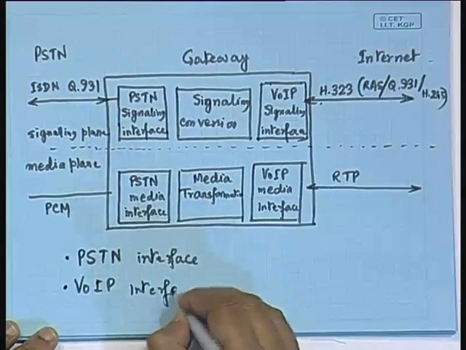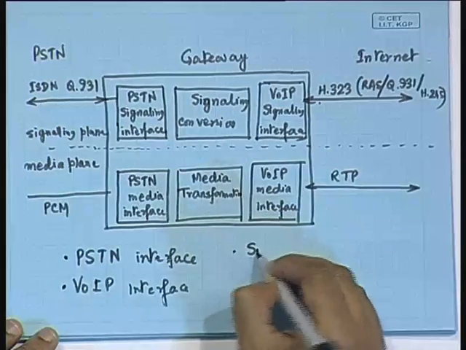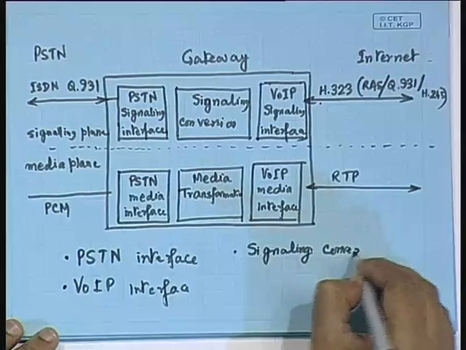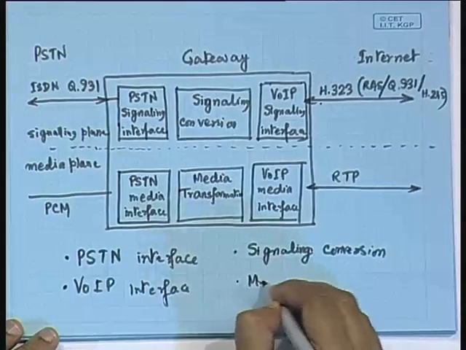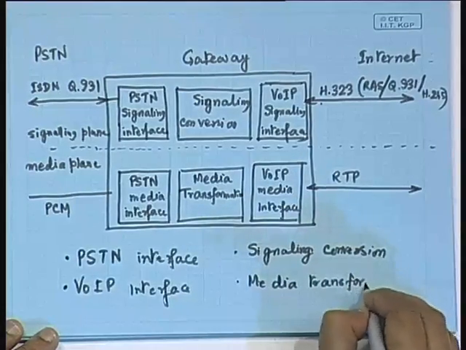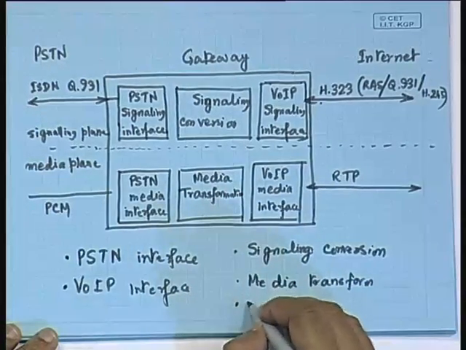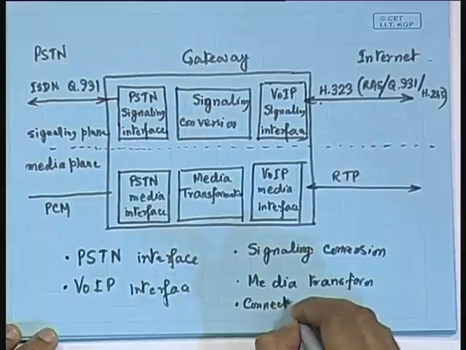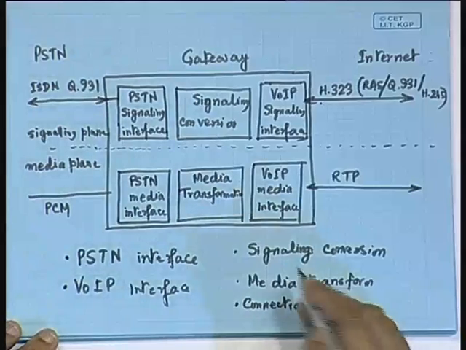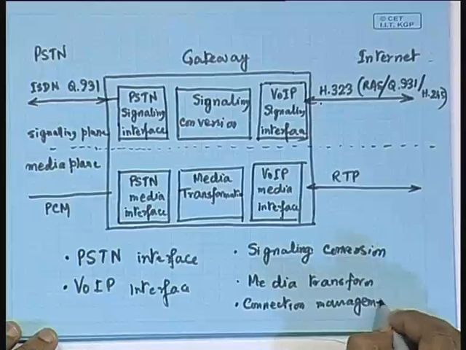And then we have the signaling conversion and the media transformation. On top of it, the gateway also has to do the connection management, that is coordinating the signal flow. Although we have not drawn that block explicitly, that should be the hidden controller within it. So, the connection management will also be a part of the gateway.